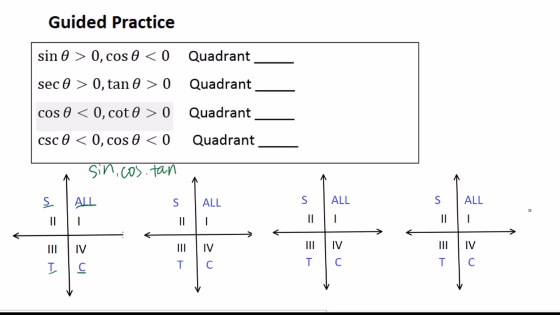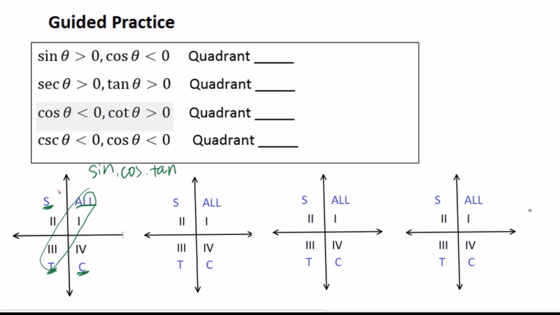all these three are positive in the first quadrant. Only sine is positive in the second quadrant. Only tangent is positive in the third quadrant. Only cosine is positive in the fourth quadrant. So when we talk about all T, which means tangent is positive in the first and then the third quadrant.